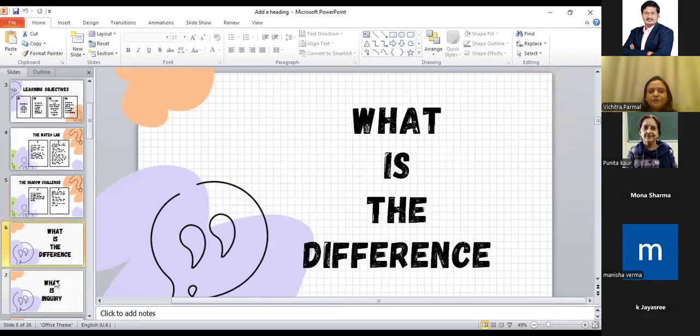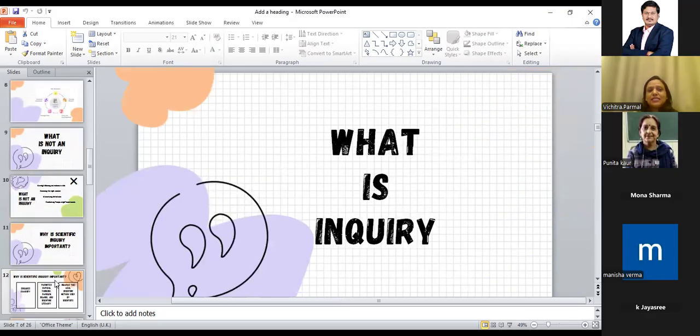So we'll move ahead. What is inquiry? What comes to your mind when this word inquiry is spoken about? What comes to your mind?